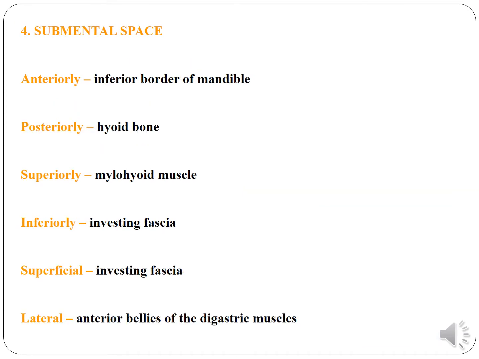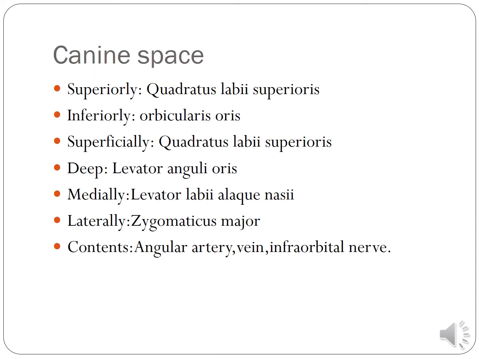Submental space: it has anteriorly the inferior border of the mandible, posteriorly the hyoid bone, superiorly the mylohyoid muscles, inferiorly the investing fascia, and laterally the anterior belly of digastric muscle.